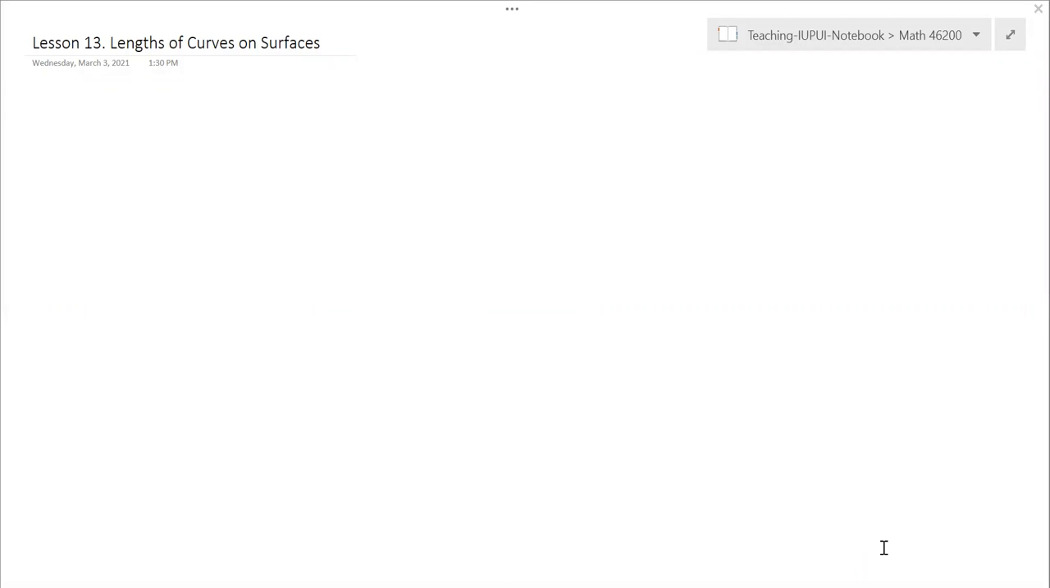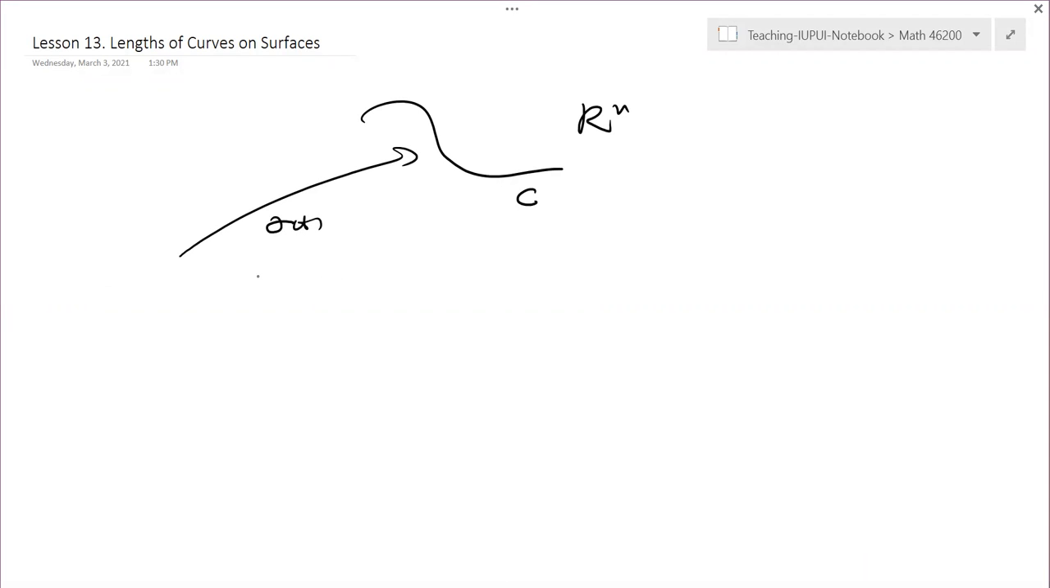How to find the length of a curve on surfaces? How do we use the data from the surface to study the curves? So if we have a curve C in n-dimensional space, it really doesn't matter which dimension. If you can parameterize it, it's a map, the image of some interval from a to b.